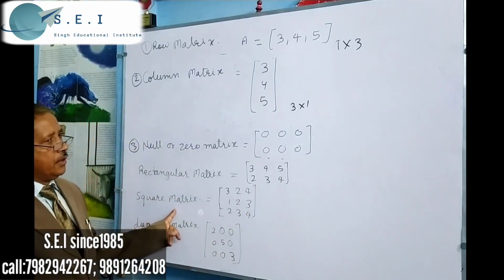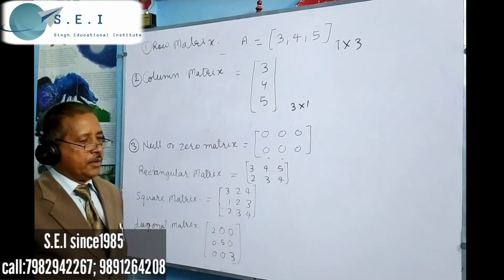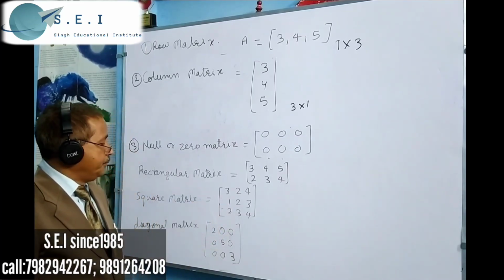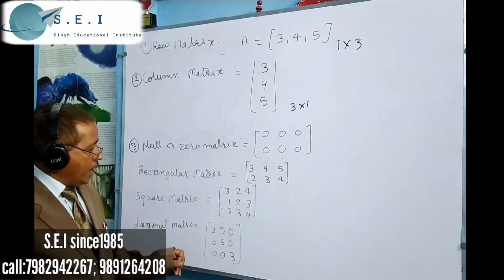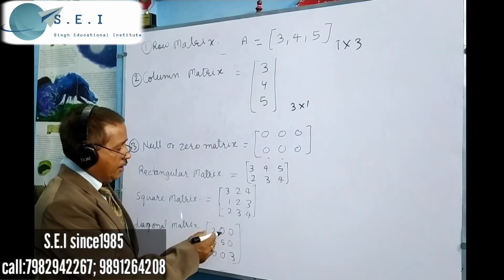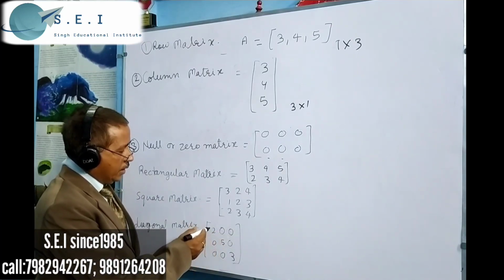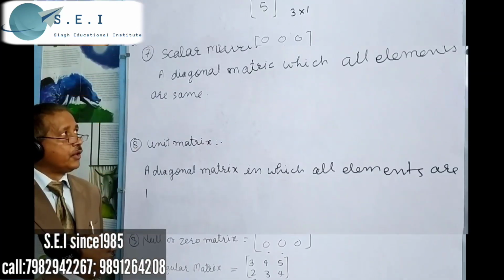Square matrix. In a square matrix, the number of rows and the number of columns are the same. Diagonal matrix. In a diagonal matrix, all elements are 0 other than its diagonal elements, which are non-zero.